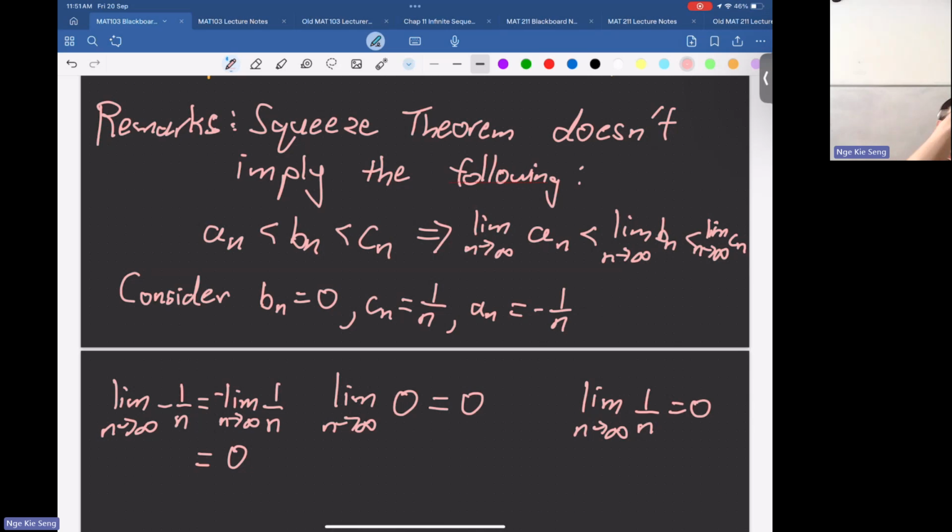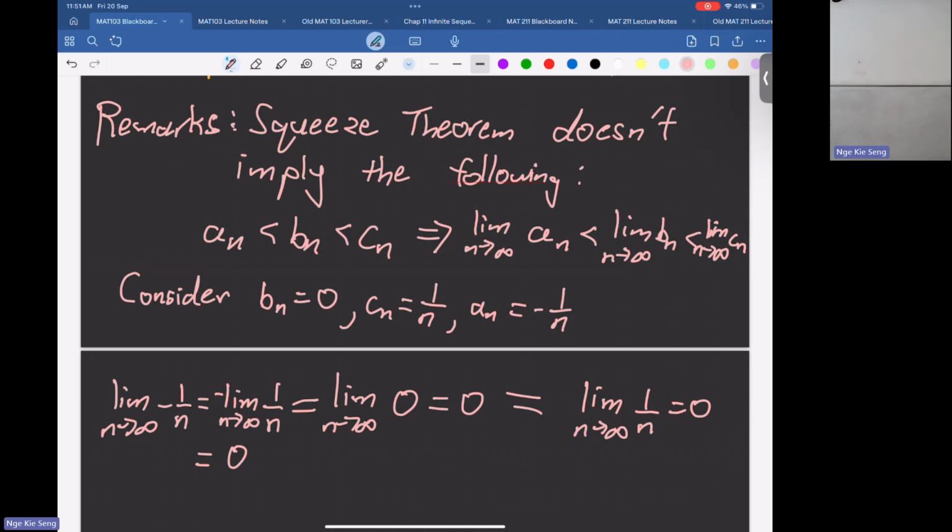So you see, we're using everything we learned just now to do something different. But all of them are 0, so they should be equal. They are not strictly less than. Okay?